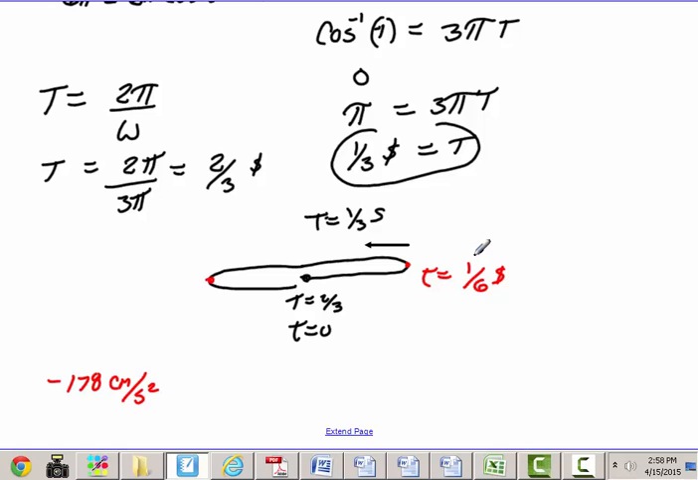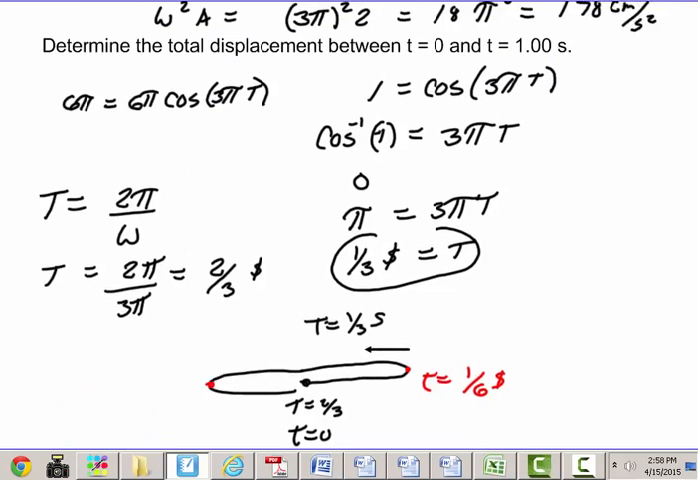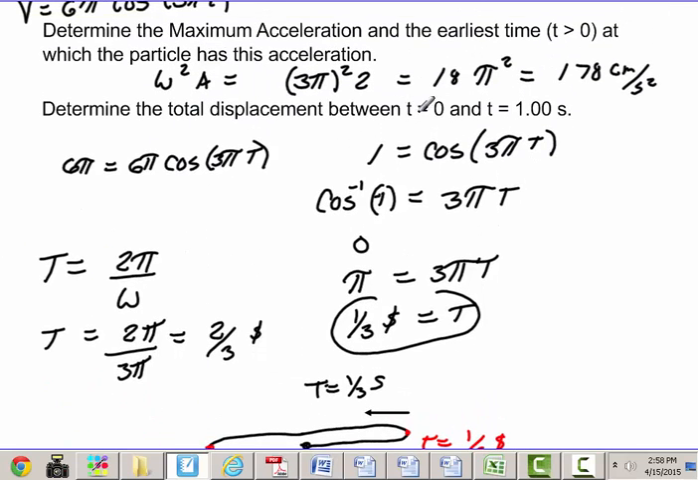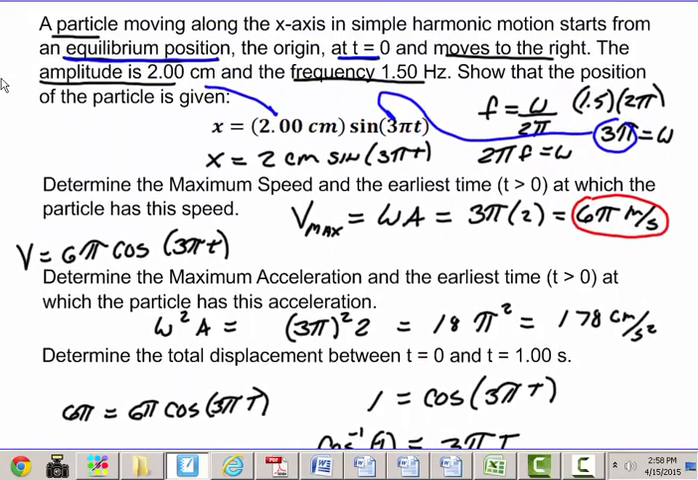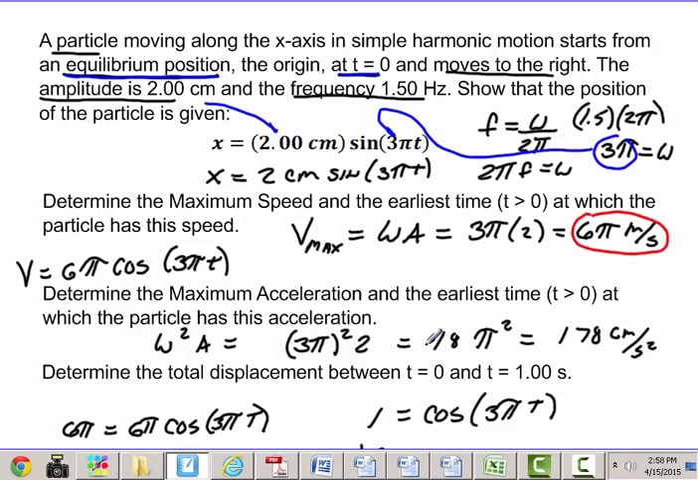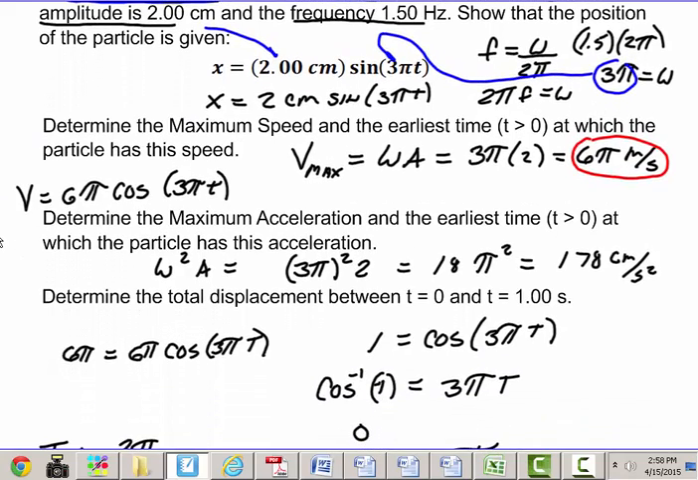Alright, now the last thing says determine the total displacement between t is equal to 0 and t is equal to 1. Again, I won't work this in detail, but all you're going to do to find total displacement is put 1 second into here, find your position, put 0 back in here, find your position, subtract the two, and that will give you your displacement between that time interval.